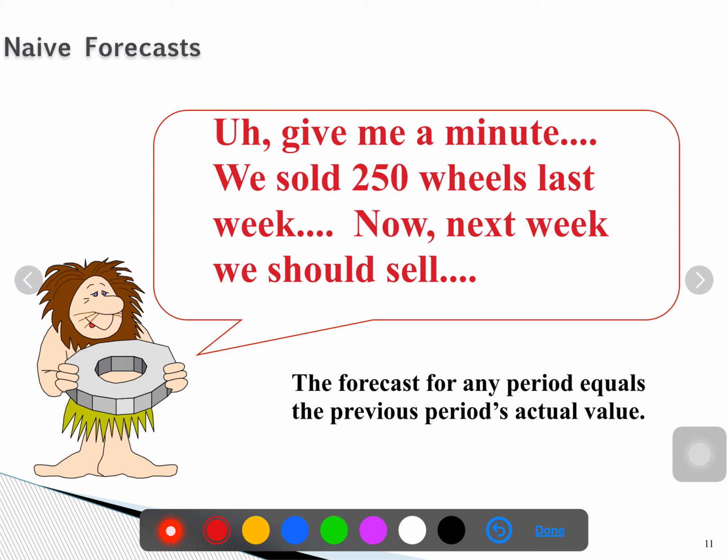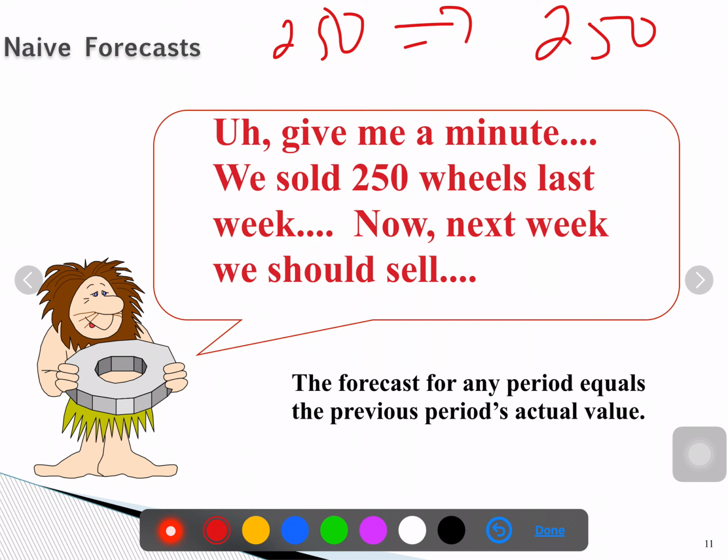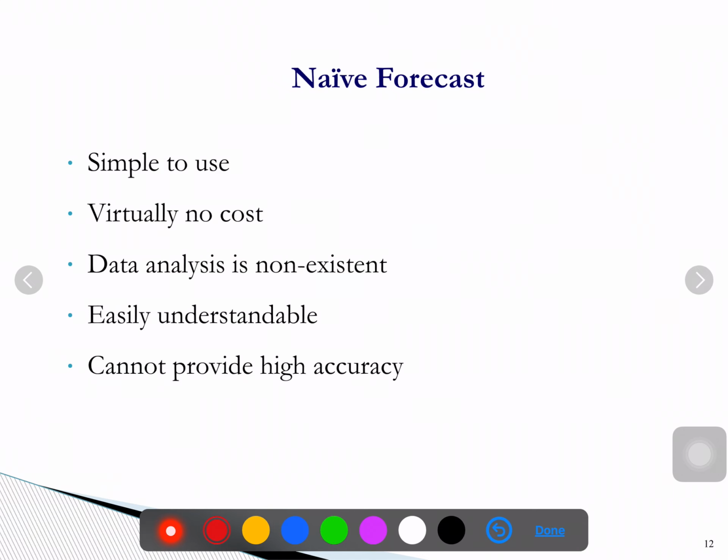The first one is naive forecasts. We sold 250 last week. Now, next week, we should sell such an amount. So the forecast for any period equals the previous period's actual value. Last week 250, next week 250. Last week 100, next week 100. If you have 300 last week, then next week also 300. Such a type of forecast we call a naive forecast.